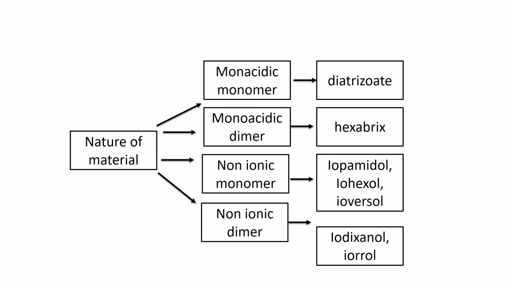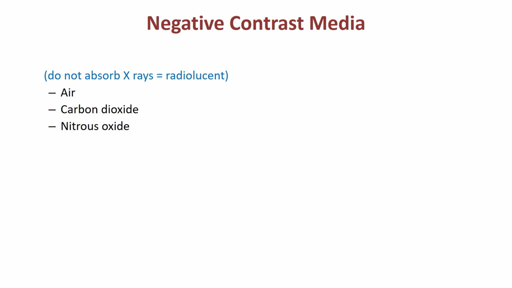The iodine-based aqueous compounds can be in two different forms basically, that is monoacidic monomers or monoacidic dimers, or the other two forms, non-ionic monomers or non-ionic dimers. In the monomer form it is diatrizoate, and in the dimer it is Hexabrix. Non-ionic monomers are iopamidol, iohexol, ioversol, and in the dimer form it is iodixanol or iotrolan.